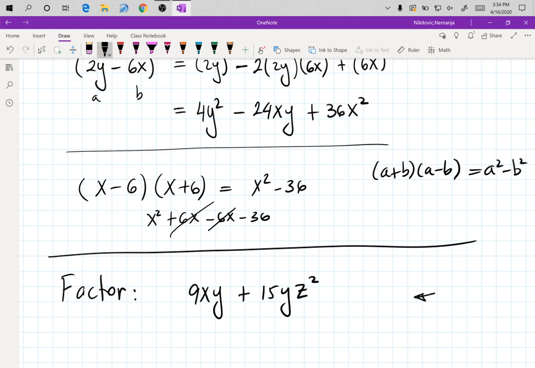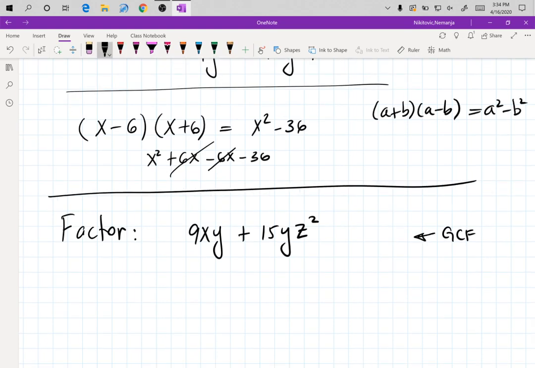So we are going to use greatest common factor because both of these numbers have a 3 in it, and then there is a y in each of these. So if you spot common stuff, use the greatest common factor. You can immediately see that y is common. That's enough to start GCF. Now, bonus feature is that we also have a 3. So 3 times 3 times x times y plus 3 times 5 times y times z.